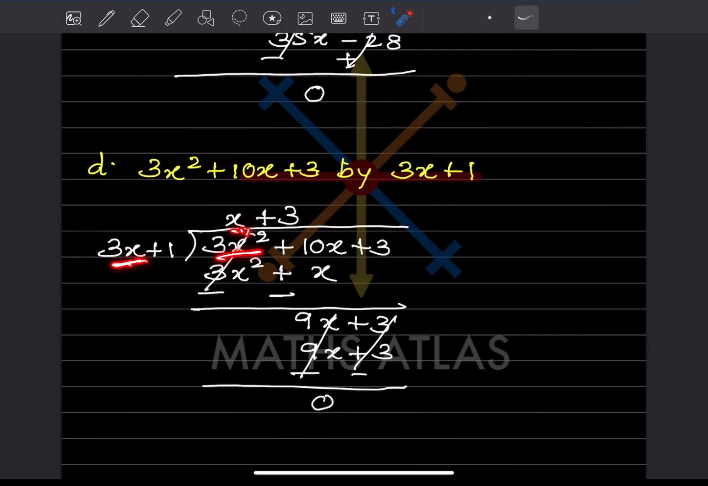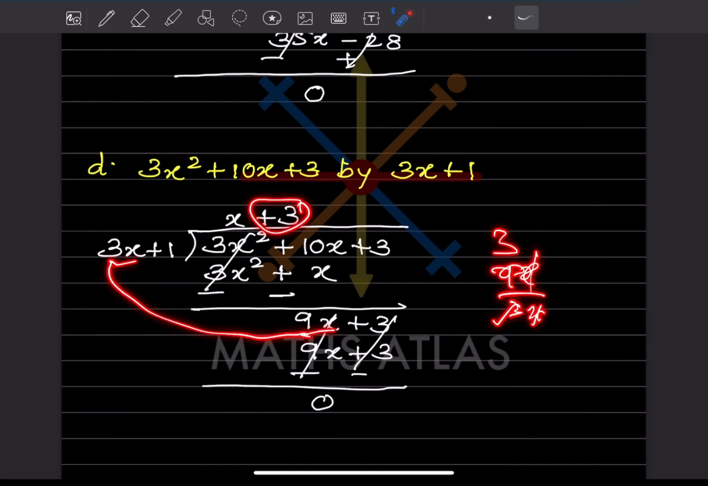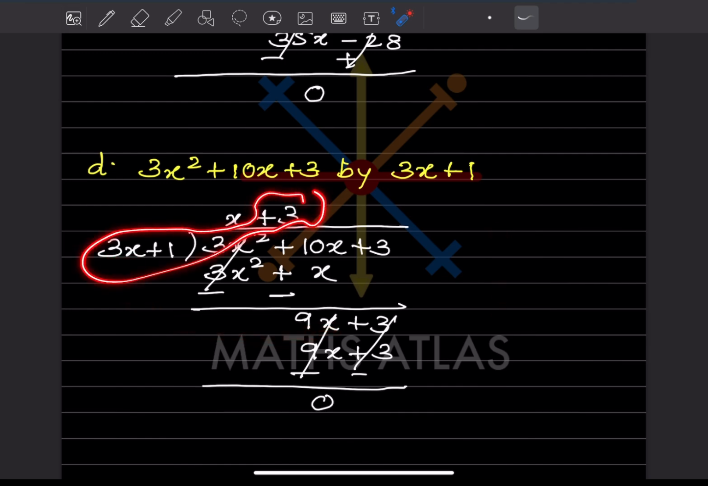So here you'll get x, multiply this one, you get this step, minus, minus, this gets cancelled out, minus means plus 10. Here nothing means there is 1, minus 1, so that is going to be 9x. Bring together here, compare now this and this one. So 9x divided by 3x, that is going to be just 3, that is plus 3 here. Multiply this one, so you get this step, and then you're going to change the sign. So the remainder is 0.